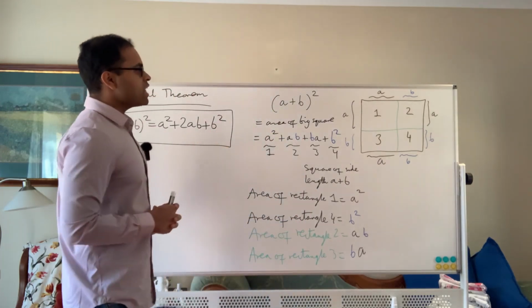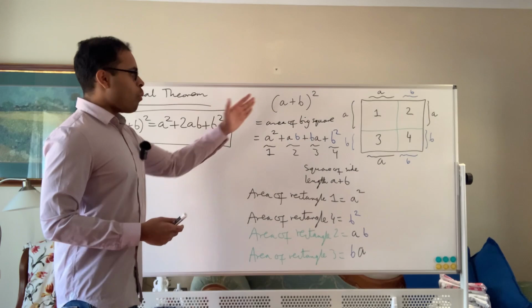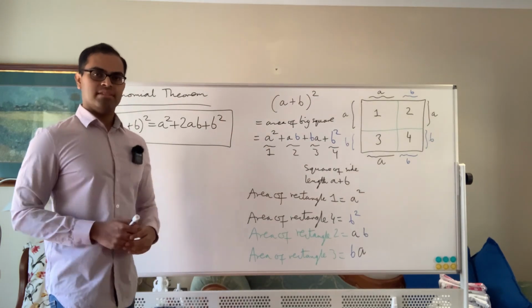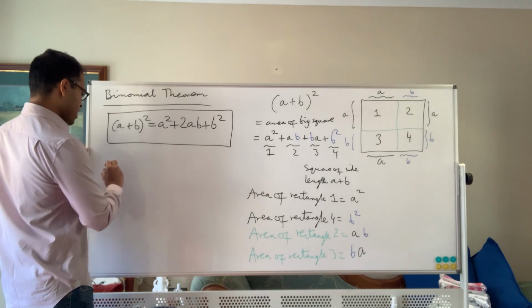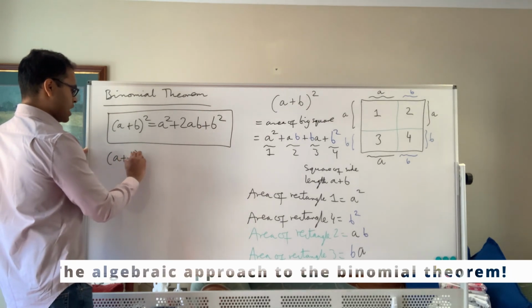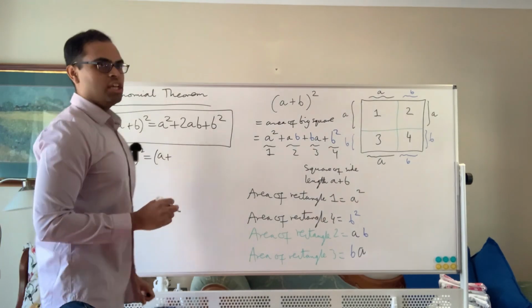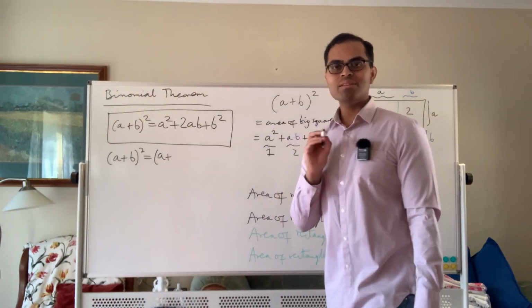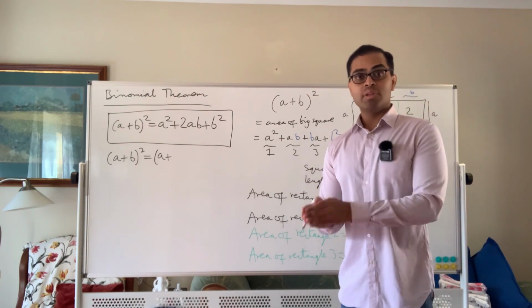But let's talk about the algebraic approach to understand, very rigorously, why this theorem is true now that we've visualized it. So this is the algebraic approach, and that was the geometric approach. The algebraic approach is we're going to take (a + b) squared and write it as, well, what happens if you square a number? What does it mean to square a number? It means that you multiply the number with itself.